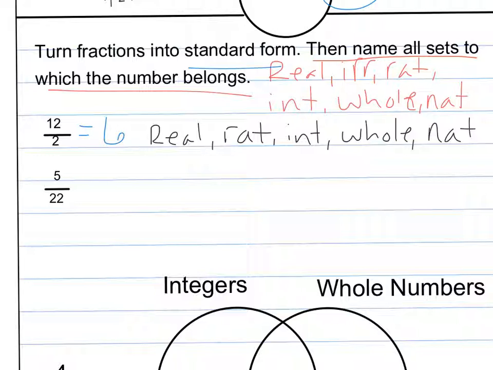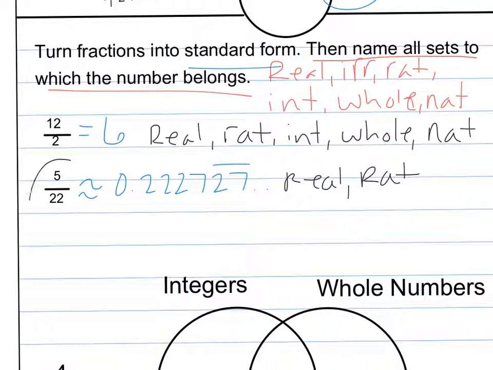Below I have 5 over 22. If you put that into your calculator, it comes out 0.222727 and so on, where you start to see that 2, 7 repeats. So when you see that, you say, oh, it does repeat. Repeating decimals can be written as fractions. So this is a real number, and it is rational because it can be written as a fraction, which you already saw, and therefore it stops at rational because it is no longer an integer.